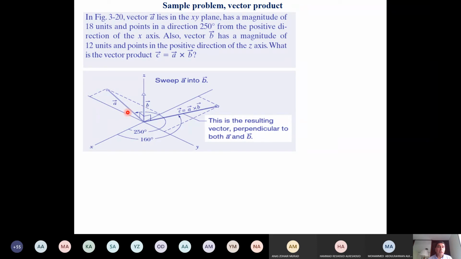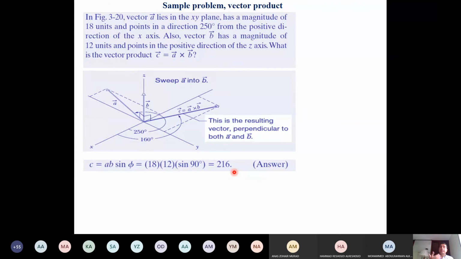Now, they are asking for the vector product C equals A cross B. So what is that vector going to be? We know that the magnitude of the vector product is AB sine phi. So the magnitude is 18 times 12 times sine 90, because the angle between them is 90. So the answer we got is 216. So 216 is the answer for the magnitude. But what will be the direction?